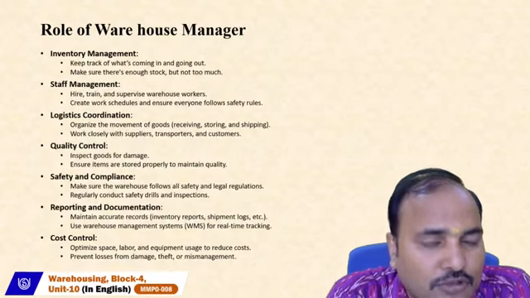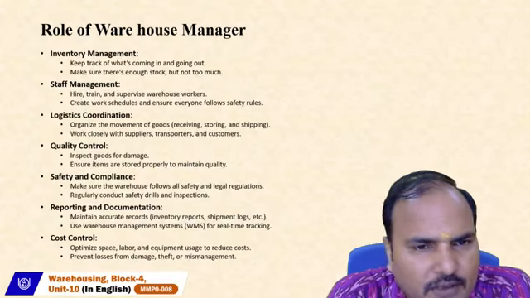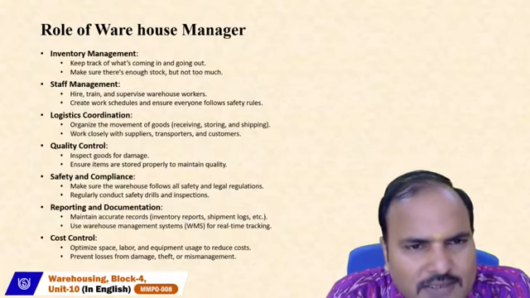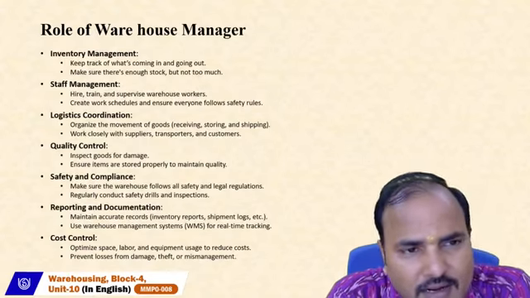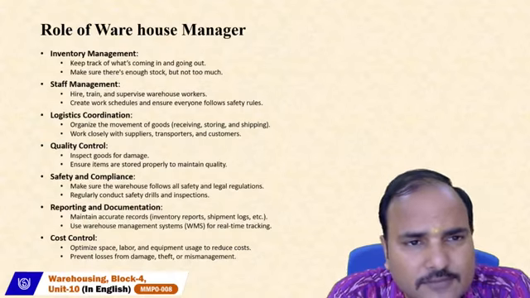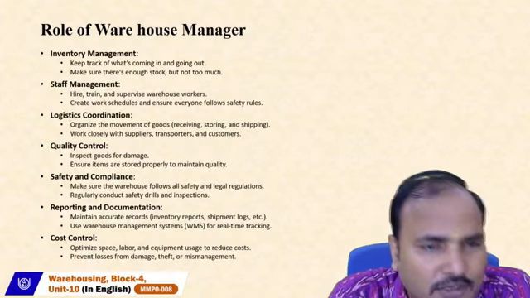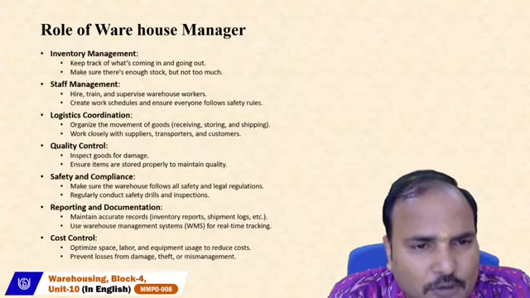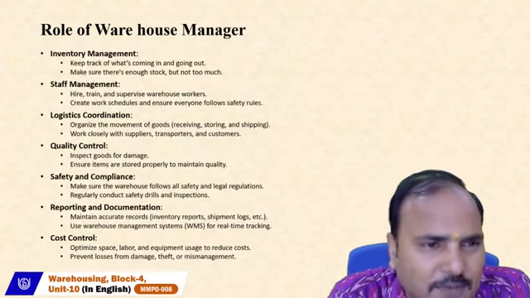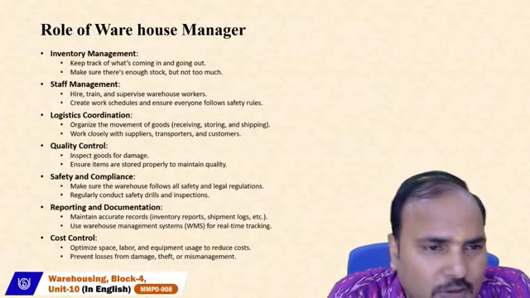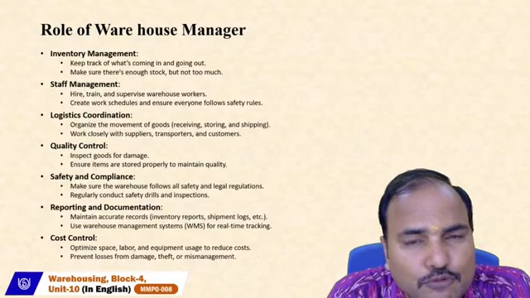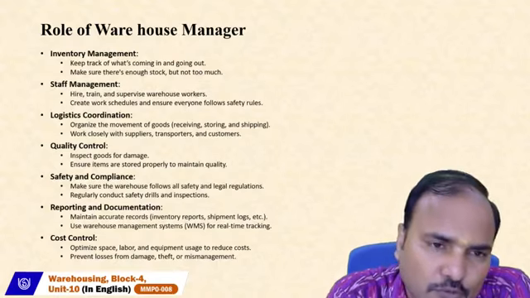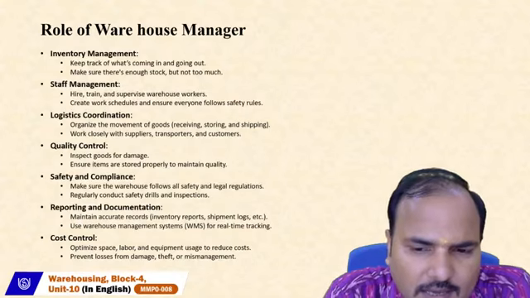The second role is staff management. Here in staff management, what happens? The warehouse manager must hire, train, and supervise the warehouse workers. He will hire the different workers and train them also. Unless we give training facilities to them, how can they manage the warehouse? And after that, the warehouse manager must supervise the warehouse workers.